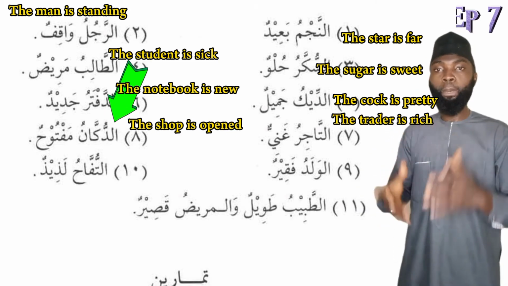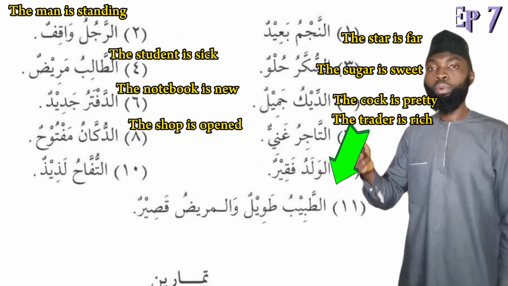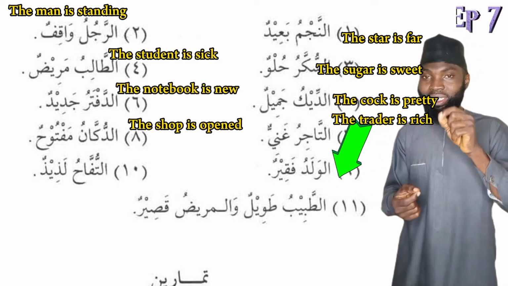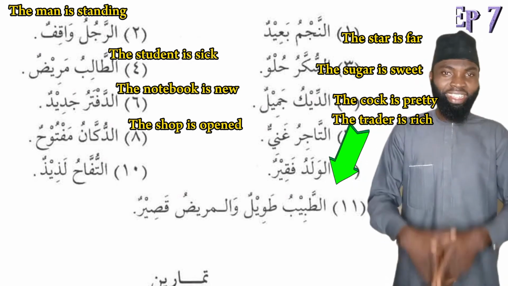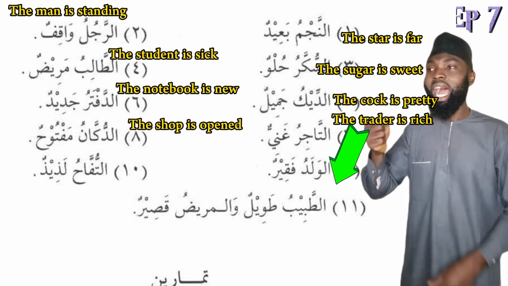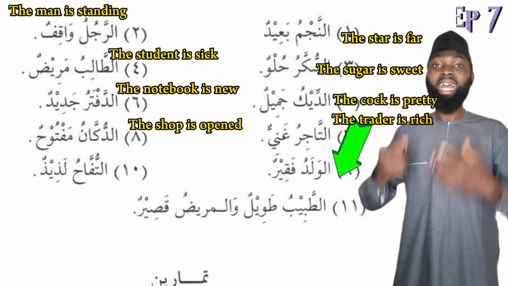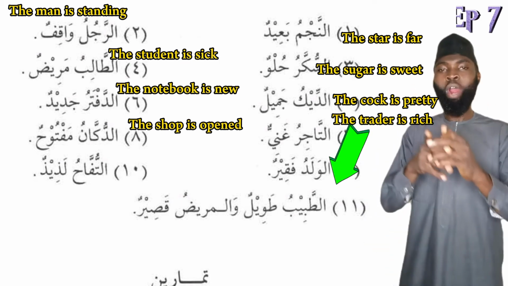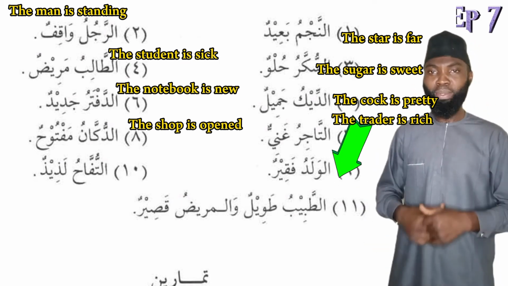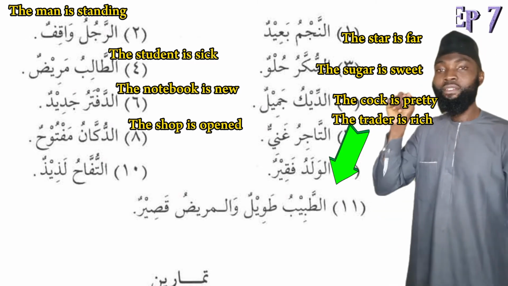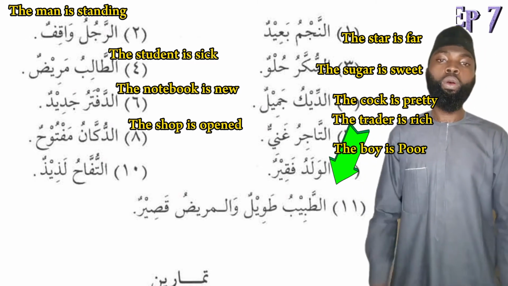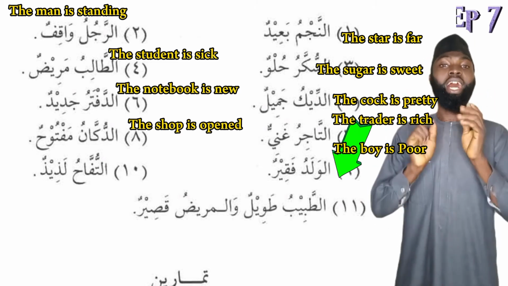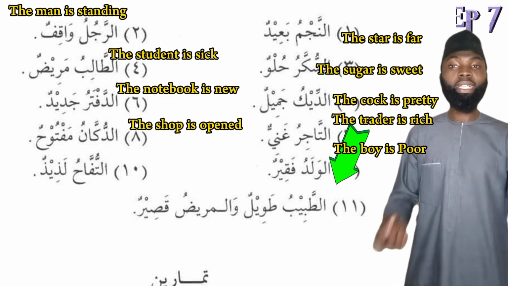Then we have al-waladu faqirun, except for this that is not carrying shadda. Why? We will also know in the next section. Why is it al-waladu and not aw-waladu? We are saying al-waladu. It maintains al-waladu. Shadda is not added to the wa. Why? This is what we'll learn in the next episode. Al-waladu faqirun. The boy is poor. Oh Allah, save us from poverty. Amin. Al-waladu faqirun. The boy is poor.